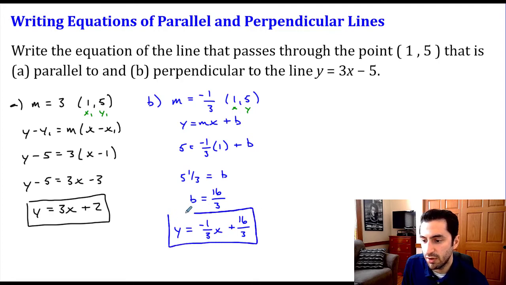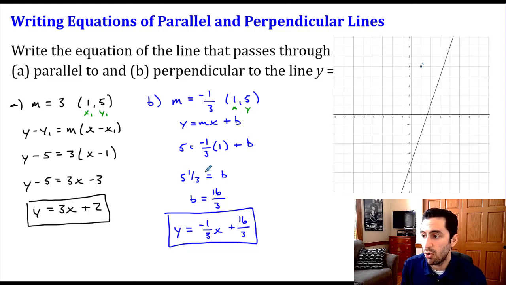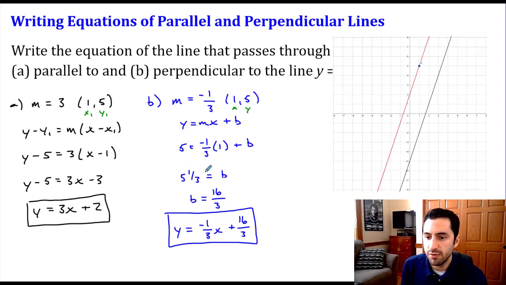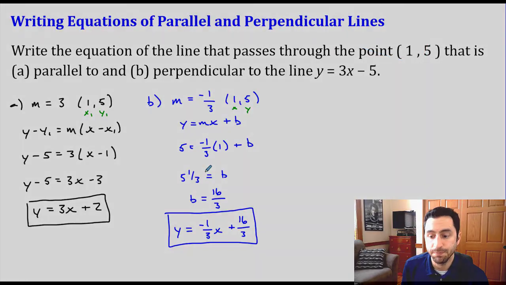And here's the equation of the line that's perpendicular to the one we were given. I know it's perpendicular because the slopes are opposite reciprocals, but this one will go through the point (1, 5). If we take a look at the graph, we have our original line, and then our point (1, 5), which is not on that original line. And then through that point (1, 5), we have our two new equations. We have the one that's parallel, which has the same slope but now goes through the point (1, 5). And we also have the one that's perpendicular, with the opposite reciprocal slope, that also goes through the point (1, 5).